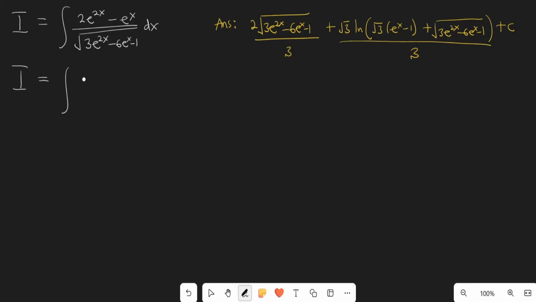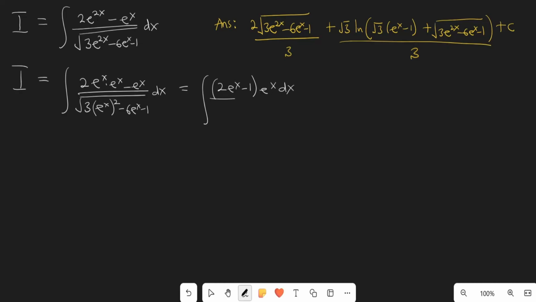So the numerator is 2e^x multiplied by (e^x − e^x), divided by the square root of e^(2x), which can be written as (e^x) squared, minus 6e^x minus 1, and then dx. You can factorize e^x in the numerator, so we have 2e^x minus 1. Then you factorize e^x out here, and then dx divided by the square root of (e^x) squared minus 6e^x minus 1.